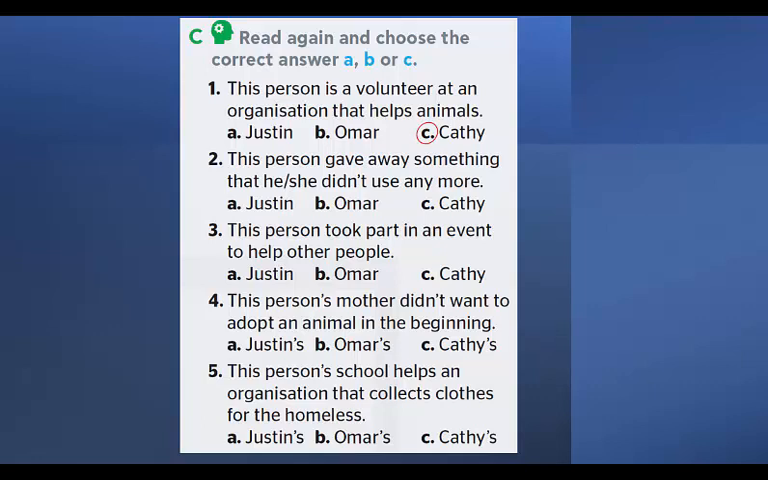Number 2, this person gave away something that he or she didn't use anymore. Go back to the text and find out. It should be Omar. Number 3, this person took part in an event to help other people. Yes, it is Justin. Number 4, this person's mother didn't want to adopt an animal in the beginning. Who was it? Kathy, of course. And the last one, number 5, this person's school helps an organization that collects clothes for the homeless. It's Omar's school. Well done.